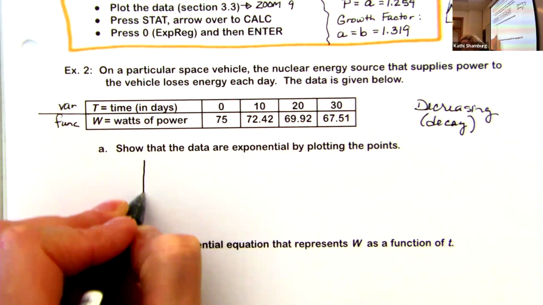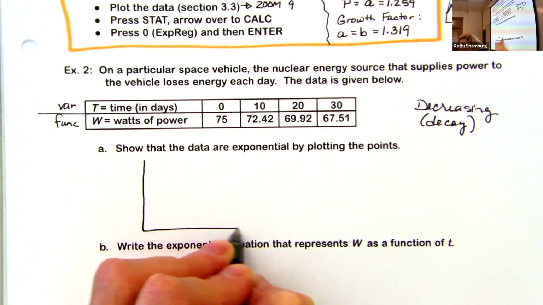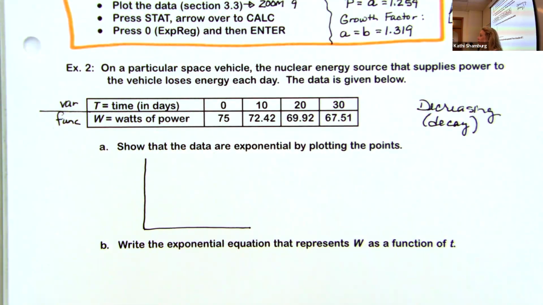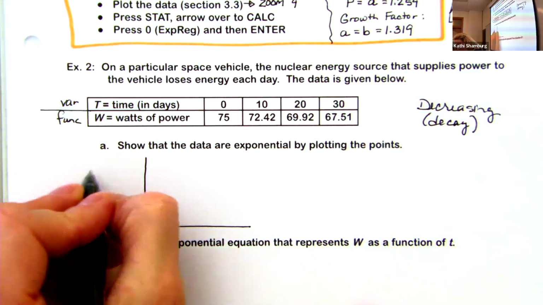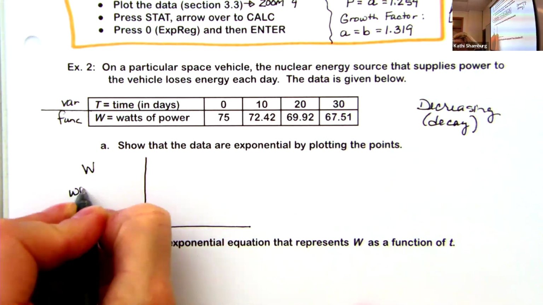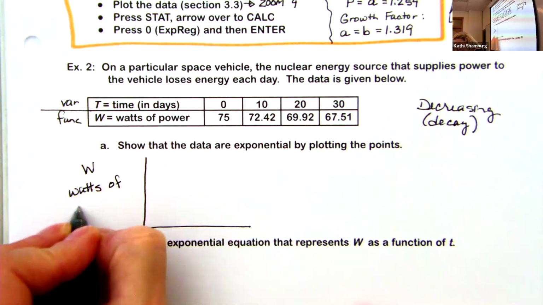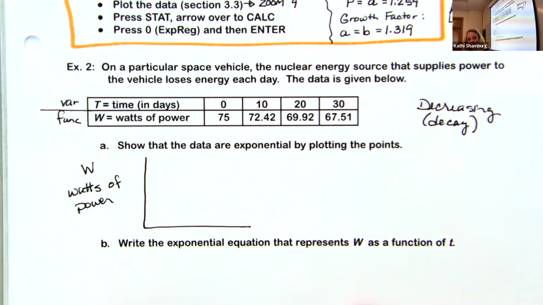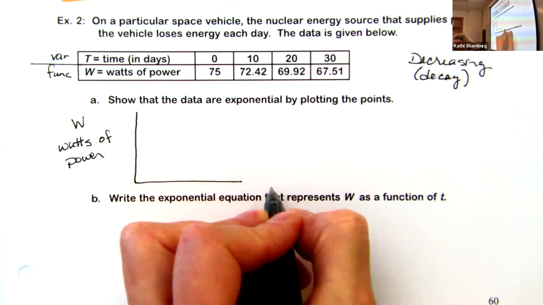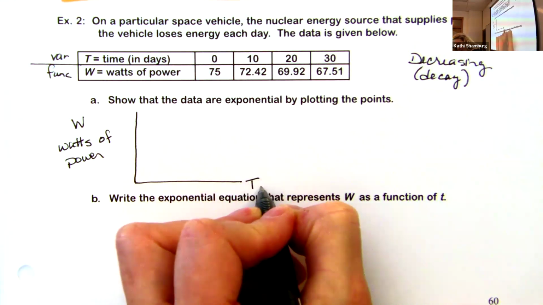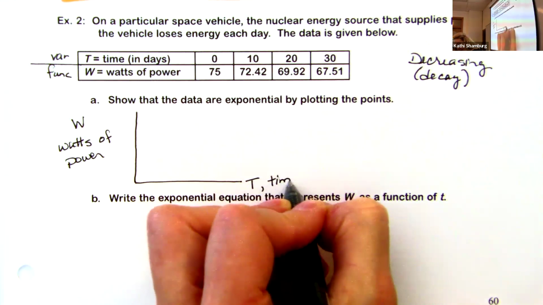Okay. Want to remind you all on the test, I had to circle and count points off, and my comment was, you did not label, always label. So please don't forget that. All right, we know the vertical is our function. So that's W, which is watts of hour. And then we know our horizontal axis is the variable, which is time, or T, time in days.